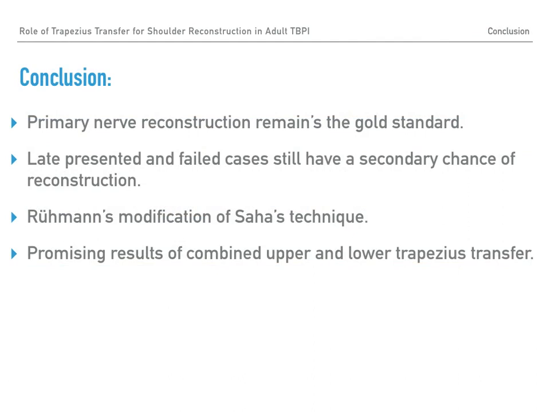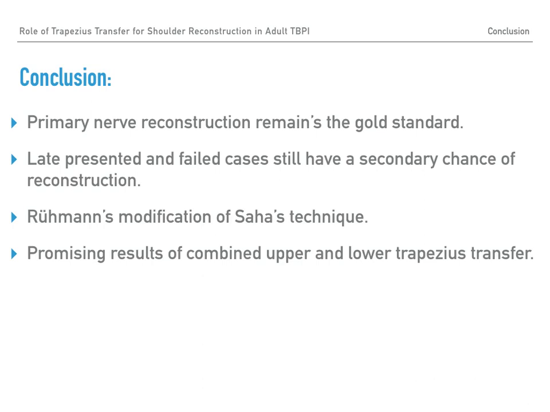So finally, to conclude, primary nerve reconstruction remains the gold standard method for reconstruction of brachial plexus injury. Late presented and failed cases still have a secondary chance of reconstruction. Rahman's modification of Saha's technique, with acromial osteotomy fixation as distal as possible and tensioning of deltoid closure, has achieved improved outcome in terms of stability and abduction recovery.